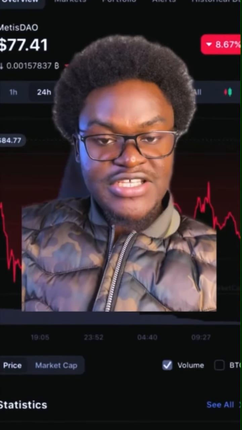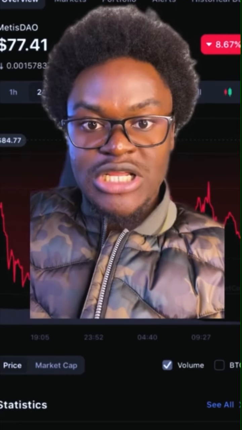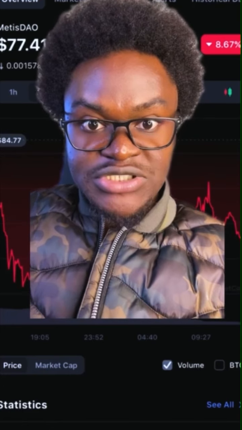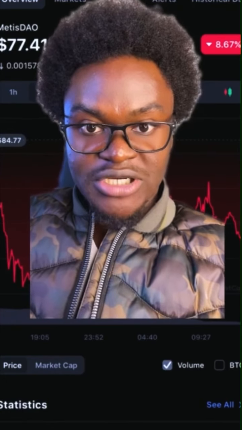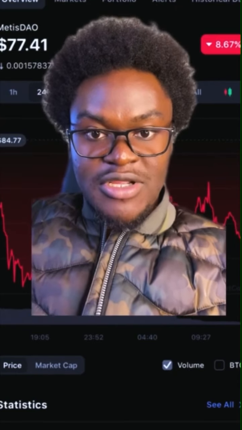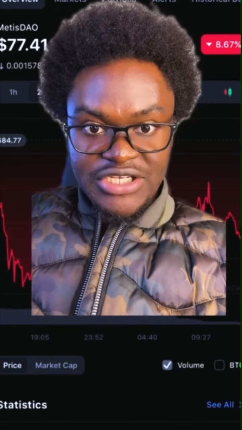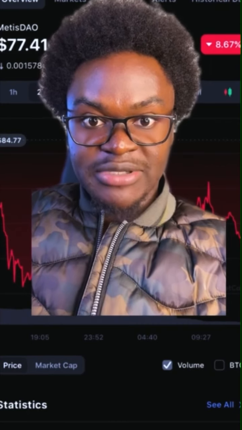This right here is Metis. It is a layer 2 scaling solution to Ethereum. Now, examples of layer 1 are Ethereum, Bitcoin, Polkadot, Solana, Cardano. These are all layer 1 networks. Stratos and Saito are also layer 1. But Metis here and Polygon Matic are layer 2. They are there to assist Ethereum with scalability.